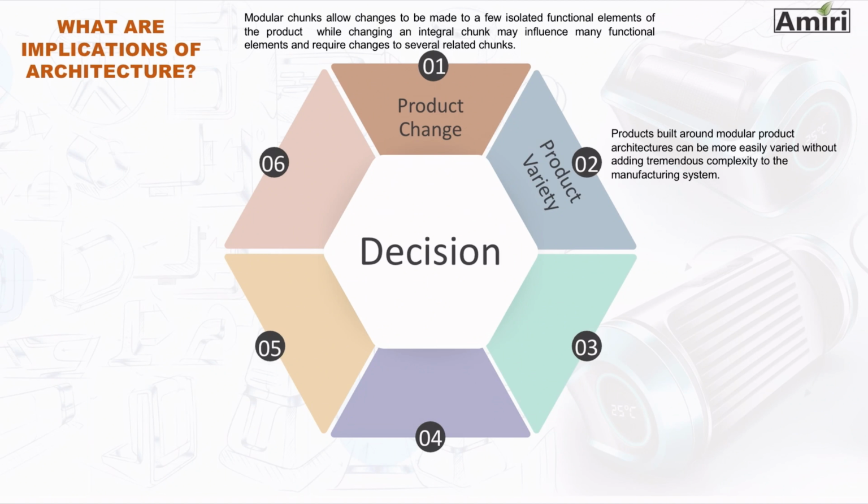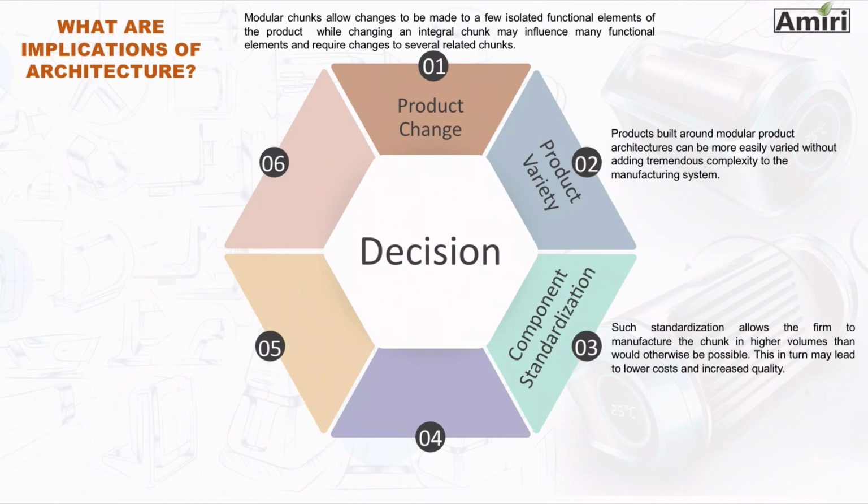thing that will affect your decision would be product variety. Variety refers to the range of product models that your company can produce within a particular time period in response to market demand. Products that are built around modular architectures can be more easily varied without adding tremendous complexity to the manufacturing system.